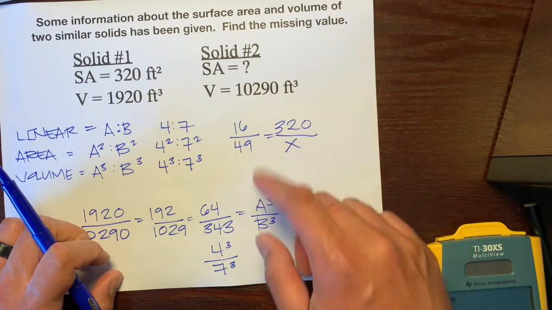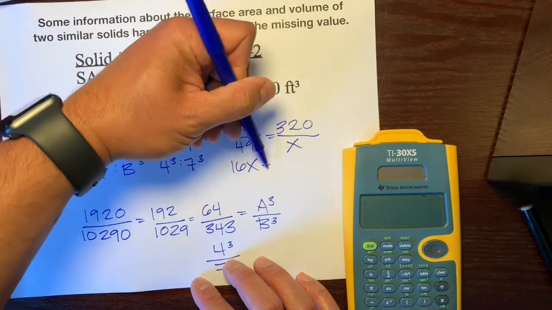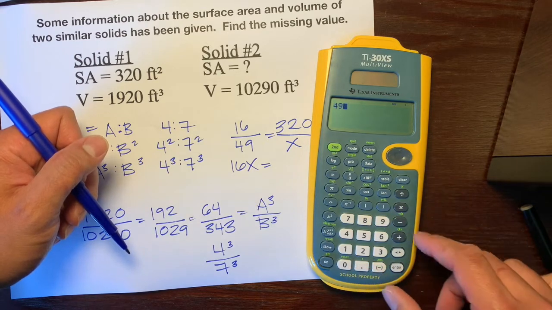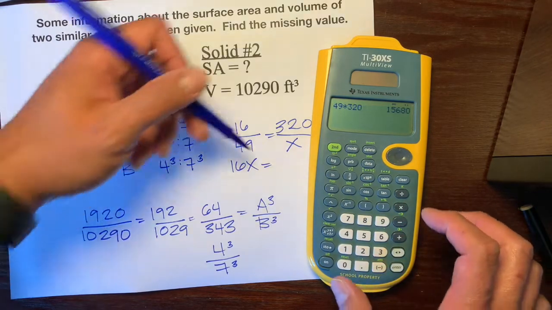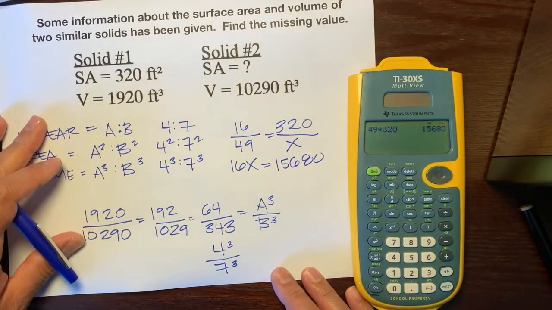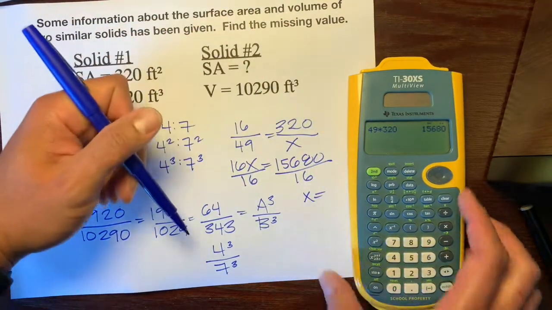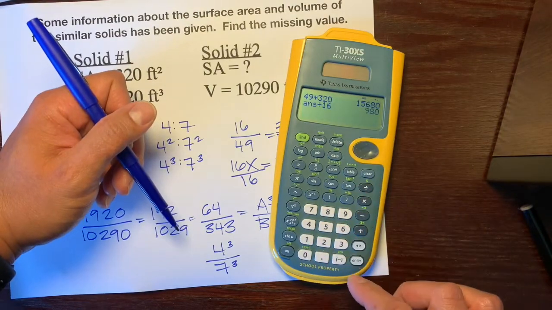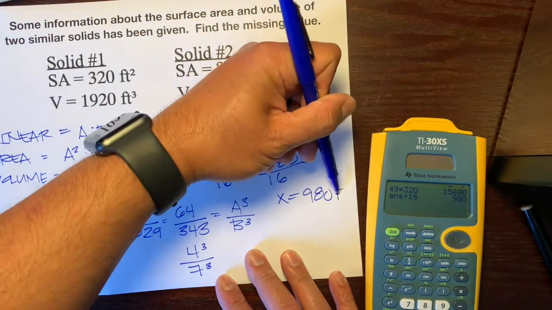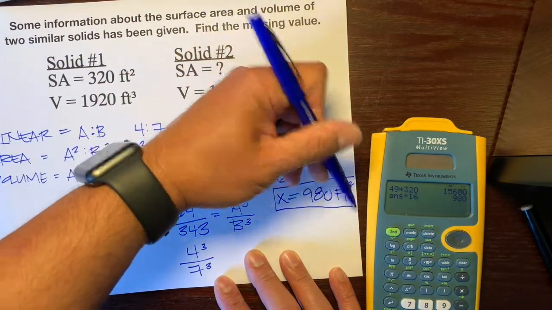All we're going to do here is cross multiply. So 16 times x, which is 16x, is equal to 49 times 320, which is 15,680. We're going to divide both sides by 16. So x equals 980 feet squared. So the surface area for the second solid is 980 feet squared.